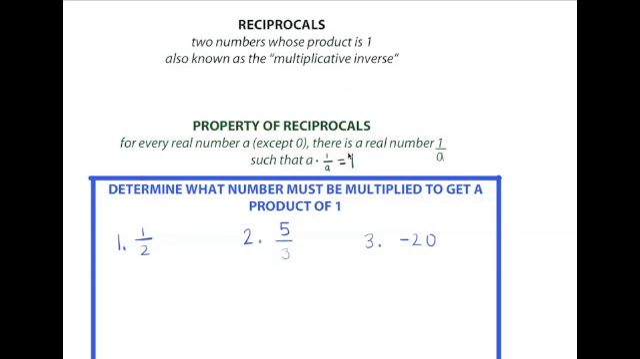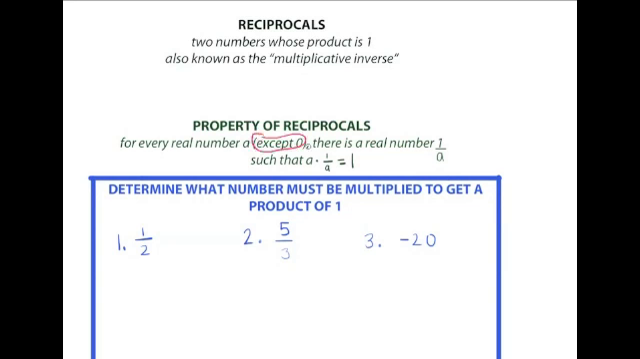Okay, and so the property of reciprocals tells us that for every real number A, where A is just a generic letter that I use to represent any number, except for 0, there's a real number 1 over A, such that when you multiply the two together, A times 1 over A, it equals 1. And so this would be a reciprocal, because when you multiply these two together, you get 1. And I want to visit this "except 0" statement right here because this is a big one that is important to us.